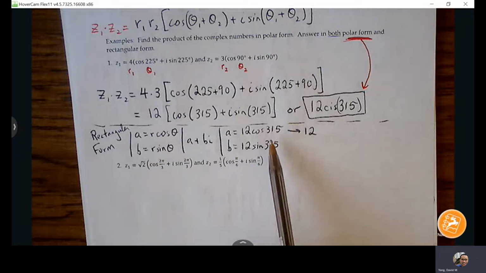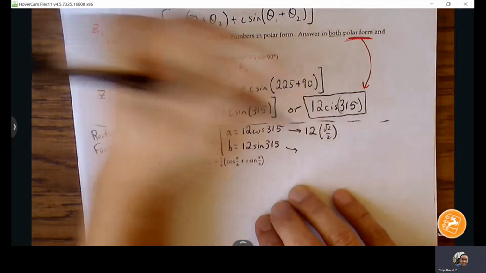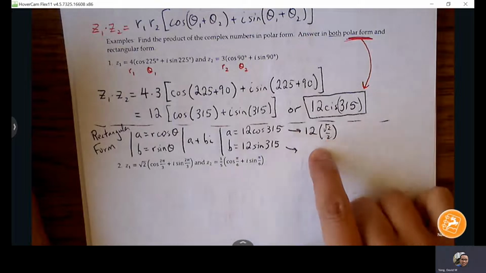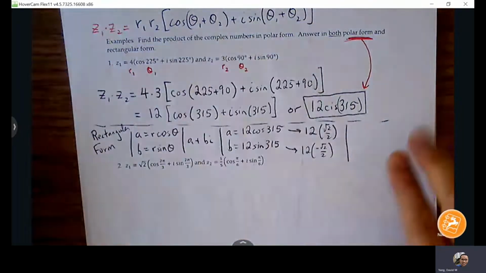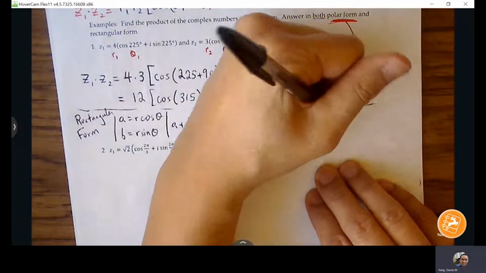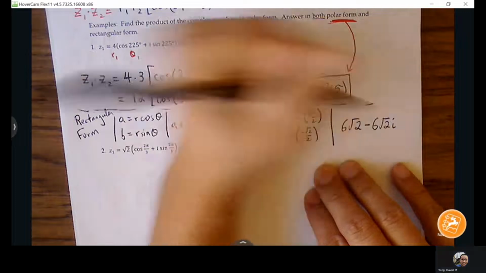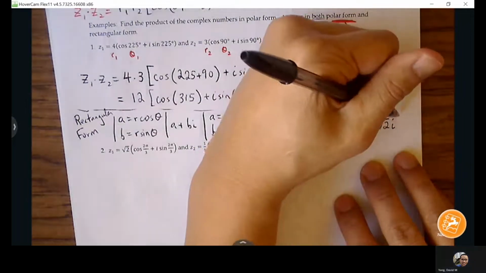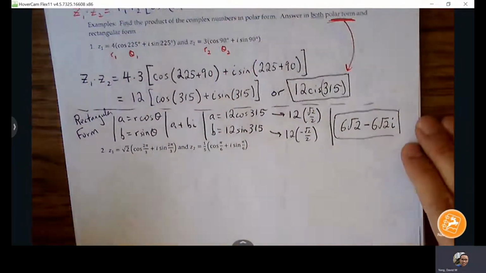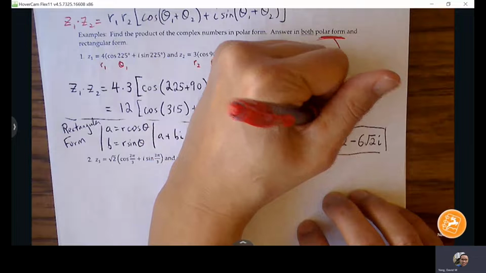315 is a variation of 45 degrees in the fourth quadrant. We know cosine is positive, so √2/2. Sine is negative in the fourth quadrant, so negative √2/2. So a plus bi, we have 6√2 minus 6√2 i. Make sure the i is outside the radical and not inside the √2, right? It's outside. So polar form, 12 CIS 315, and rectangular form, a plus bi here.